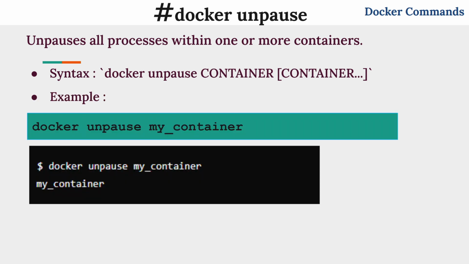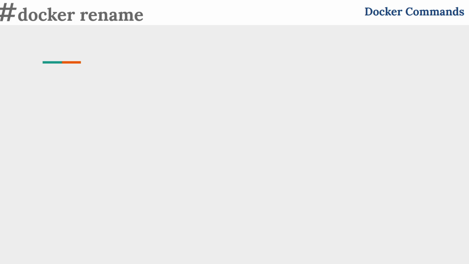The Docker unpause command provides a straightforward way to resume operations within Docker containers that were previously paused using Docker pause. This capability allows for efficient resource management and control over container execution states. Let's see the next command. Next command is Docker rename.